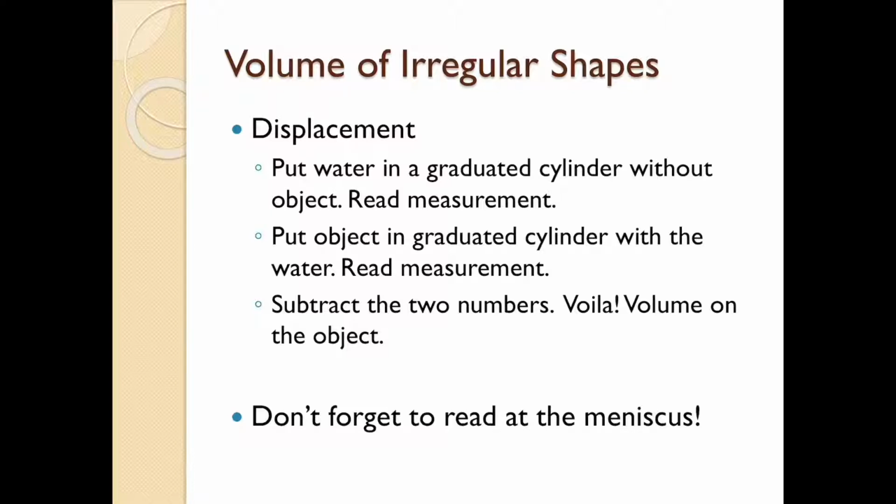So, like I was talking about with displacement, we put the water in the graduated cylinder without the object, so a starting amount of water, and you read that measurement. And then you put the object in the graduated cylinder, see how much the water goes up and read that. And then you're going to subtract the two numbers, and now you have the volume of your object.